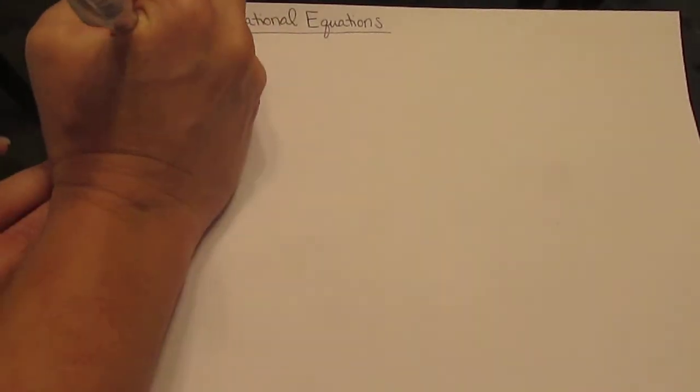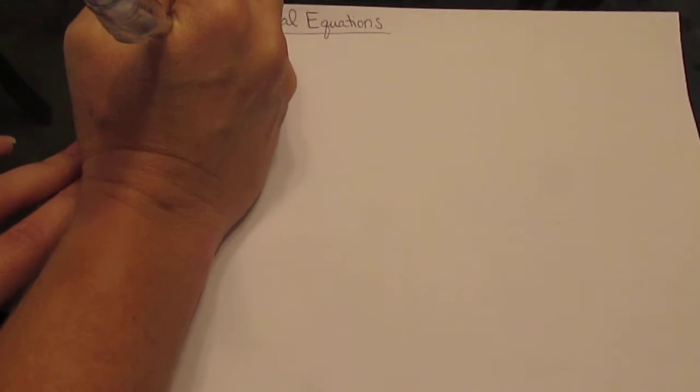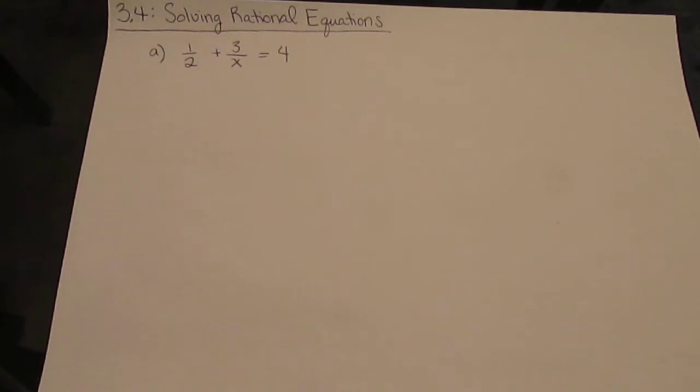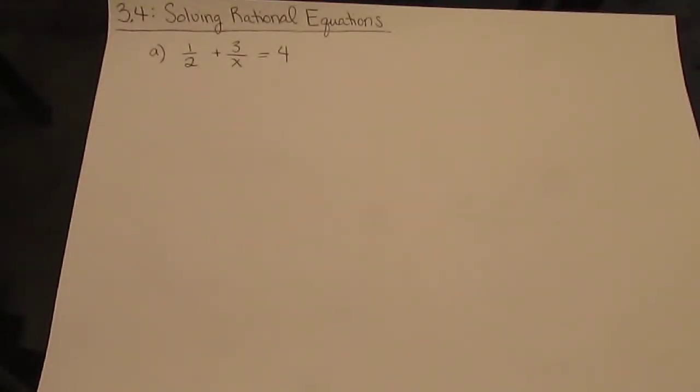So part A, they give me 1/2 plus 3 over x equals 4. Well, we've kind of done something like this before, because when we were solving linear equations, I had fractions and I told you a trick to get rid of the fractions. Well, that's what you want to do in this section. You want to get rid of the fractions. You want to get rid of your denominators.